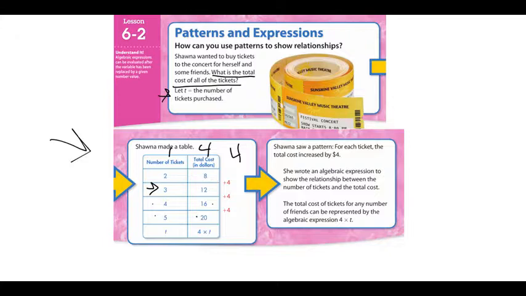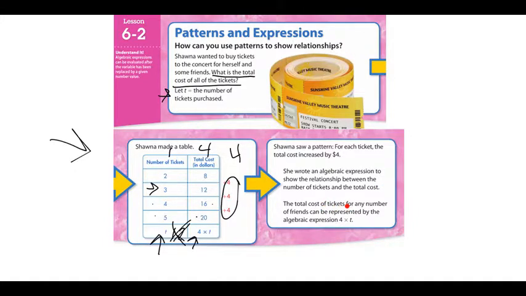Each time the number of tickets goes up by 1, the cost increases by $4. You were right. So if we have T, number of tickets, we would take that T and multiply it by $4, because if we don't know the number of tickets, let's say you put 12 in there, just multiply that by 4 and you'll know the cost. Okay, that was just an example. It says she wrote an algebraic expression to show the relationship between the number of tickets and the total cost. We just went over that.